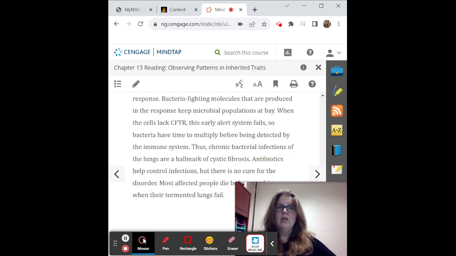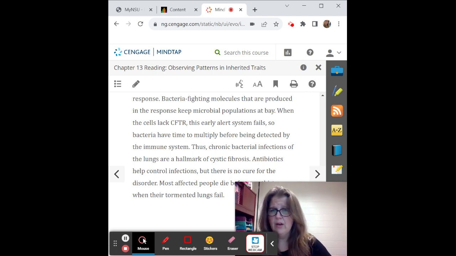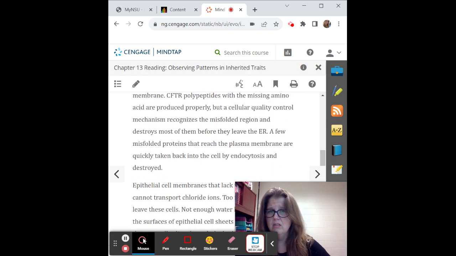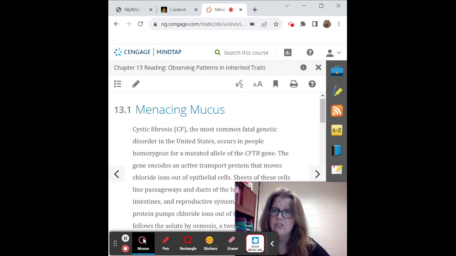All right, so I want to talk about section 13.1 of chapter 13, which talks about cystic fibrosis. There's not any diagrams or anything here, but it's important to understand this. This is a great lead into our talk on genetics. So, cystic fibrosis is a fatal genetic disorder.